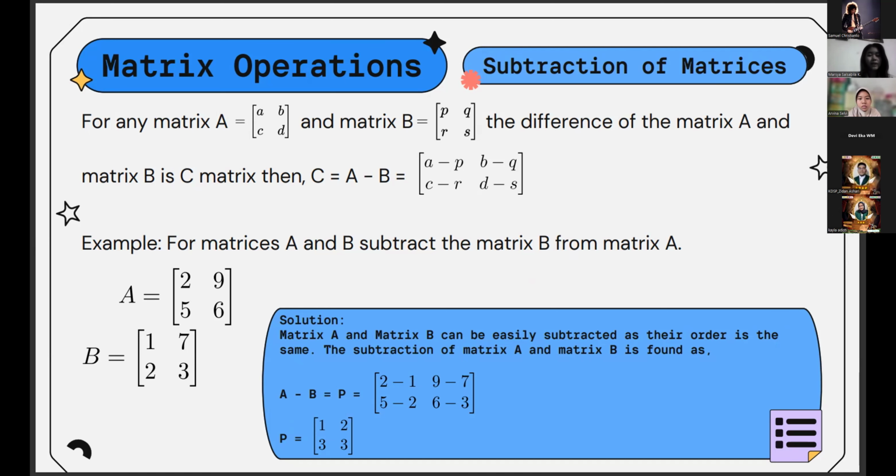For the example, for matrices A and B, subtract matrix B from matrix A. A is 2, 9, 5, 6 and B is 1, 7, 2, 3. The solution is that matrix A and matrix B can be easily subtracted as their order is the same. The subtraction of matrix A and matrix B is found as A minus B equals P, so 2 minus 1, 9 minus 7, 5 minus 2, and 6 minus 3. The answer is P equals 1, 2, 3, 3.